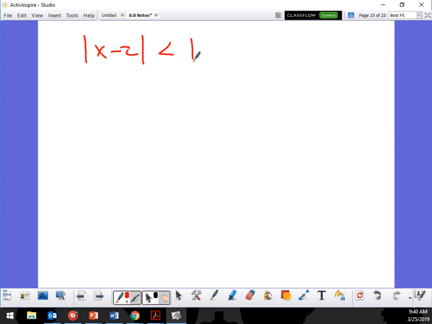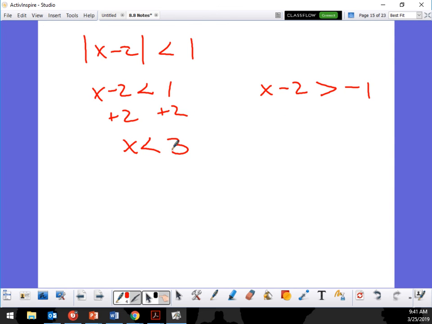So now let's take a look. I'm going to separate it into two different problems. I'm going to have x minus 2 is less than 1, and x minus 2 is greater than negative 1. Add 2. So x is less than 3 and x is greater than 1.